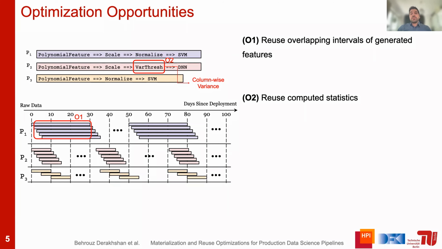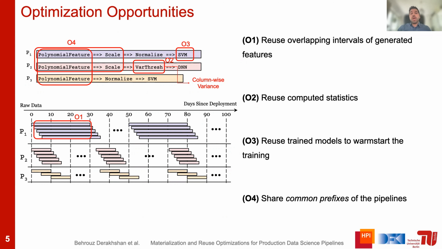Similar to the feature reuse, we can reuse the statistics of such components and only compute the statistics for the new data. Third, these pipelines generate machine learning models that we can reuse to warm start future training operations. And lastly, the pipelines may share common prefixes. For example, P1 and P2 have the same first 2 components, or all 3 pipelines have the same first component. So instead of executing the pipelines one by one, we can share the execution of the similar parts.